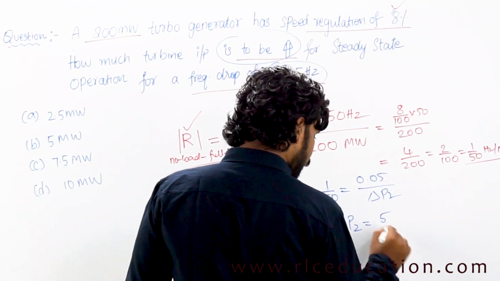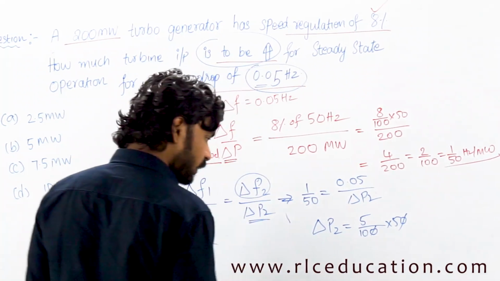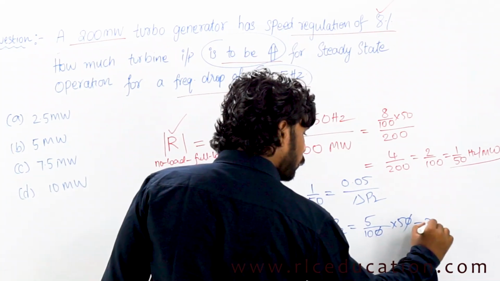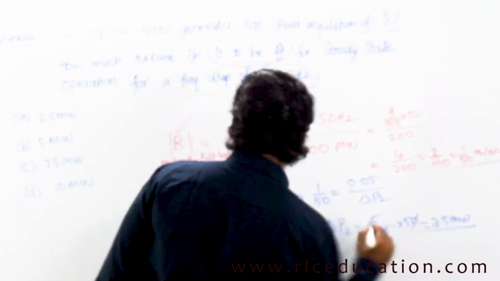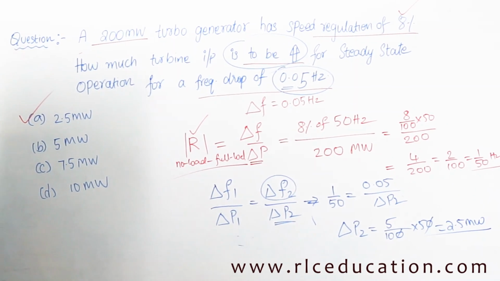That can be written as 5 by 100 into 50. So this gets cancelled out, then how many megawatts will you get? 2.5 megawatts, which is option number A over here. So option A is the correct answer for this question.